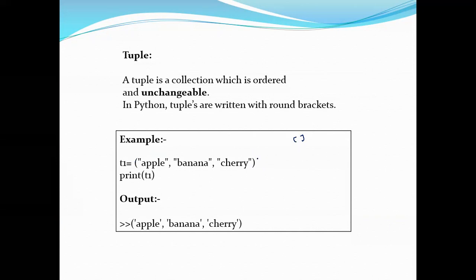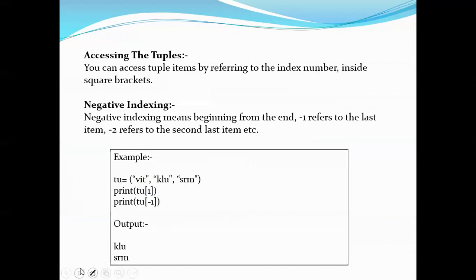So tuple comes with round brackets, and it can also store data items of any data type, right? Not restricted only to strings. It can store data items of any data type. So I have a tuple declared inside round brackets. I just print it out and I get the result apple, banana, and cherry. Right? Now we will see how to access and index tuples.